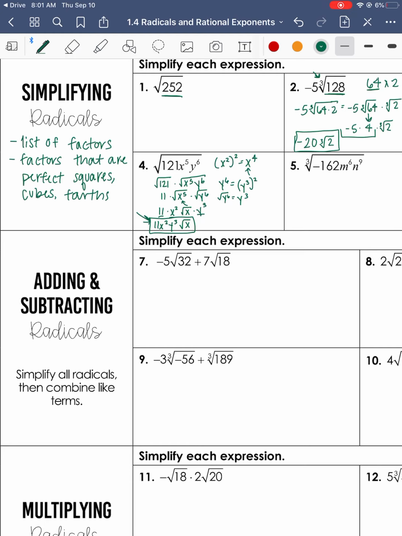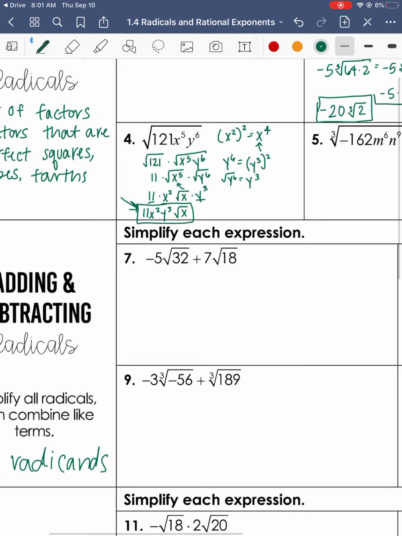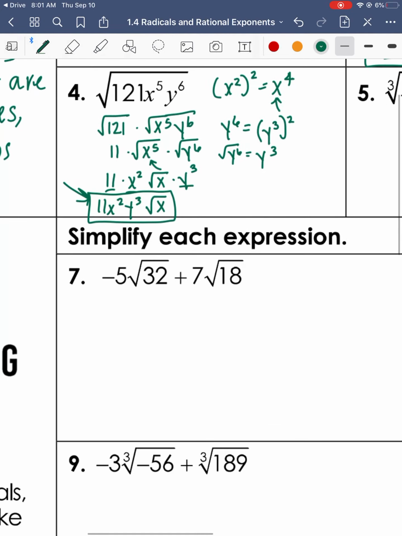Adding and subtracting, you can only add and subtract like radicands. Okay, so to add and subtract, you need to simplify the radical so that you have the same radicand on both of your terms. So we'll do number 7 as an example here.